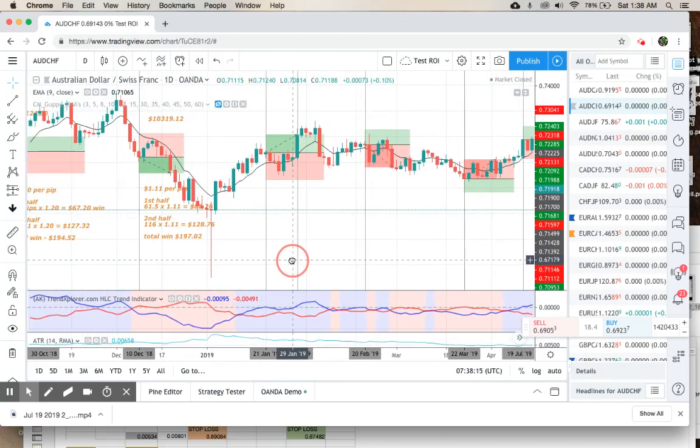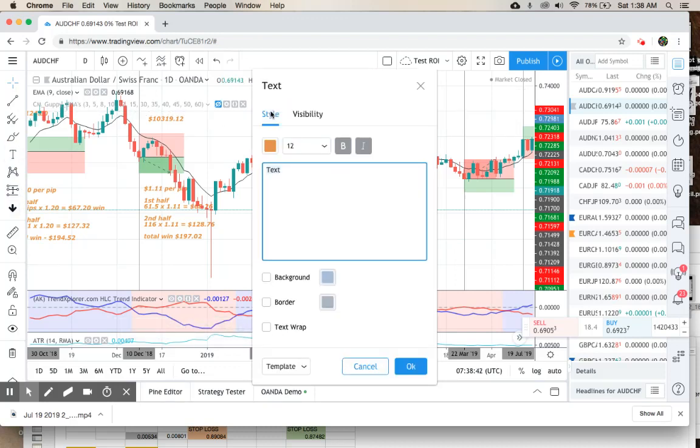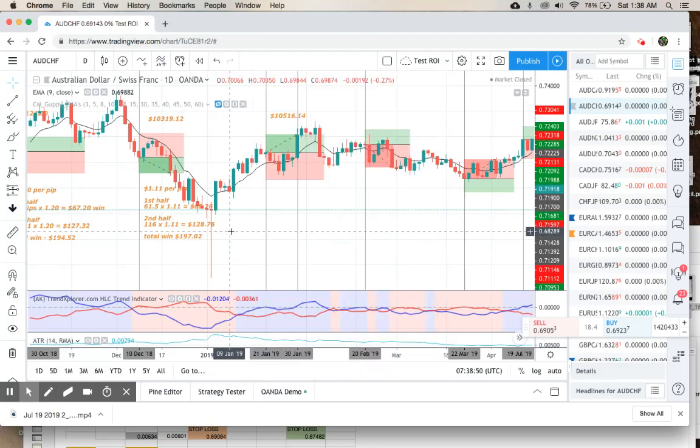Okay, you would just keep going like this. I think you get it. So $10,319.12 plus our total winnings of 197.02 gives 10,516.14. Okay, and so then here we go again. We're starting this trade with 10,516.14.